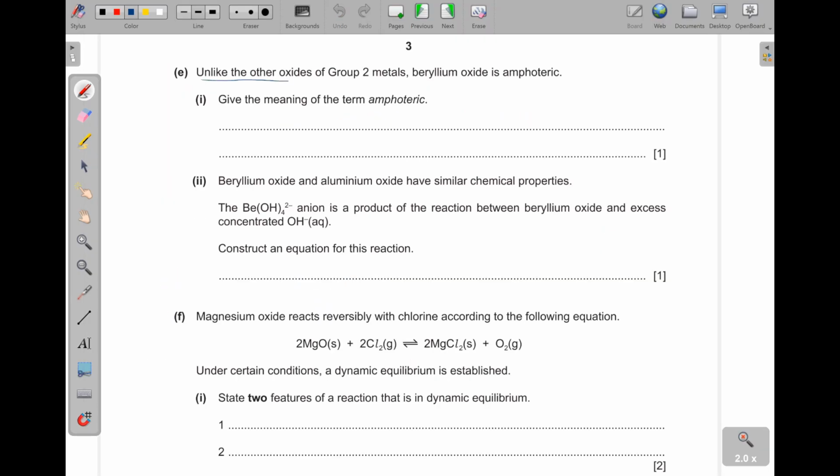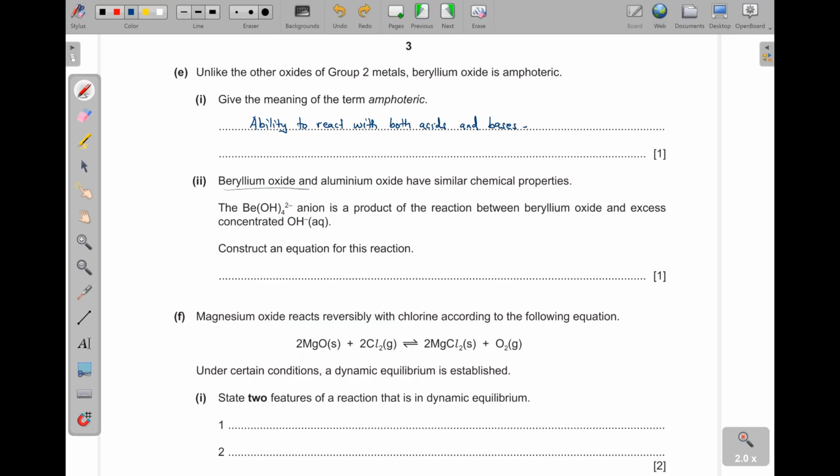Part E, unlike the other oxides of group 2 metals, beryllium oxide is amphoteric. Roman 1, give the meaning of the term amphoteric. This is the ability to react with both acids and bases. So that is the meaning of amphoteric.